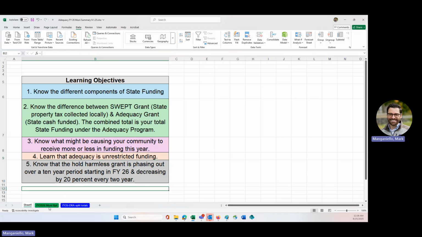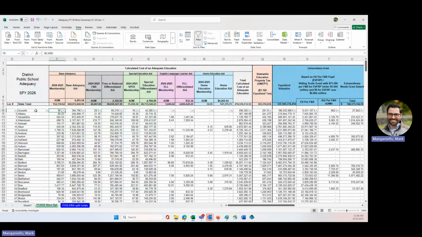So we're just going to go through the adequacy spreadsheet. The first thing you'll see is adequacy is a level of towns. So adequacy is calculated at the municipal level. Although Ackworth is part of the Fall Mountain School District, we calculate it at the municipal level. So Ackworth will have their own adequacy calculation. Ultimately, Fall Mountain, the school district, will receive the funding, but we calculate adequacy at the municipal level.